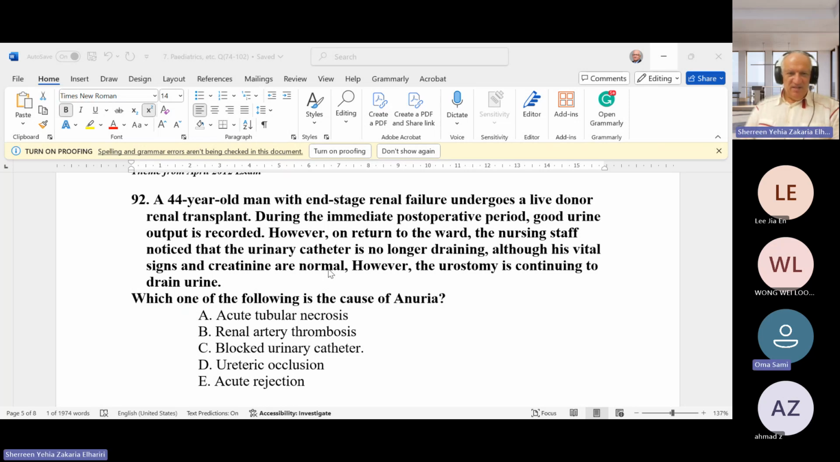So what could it be? Anyone have an idea? Ureteric occlusion. Say again? Renal artery occlusion. Thrombosis. Yes, yes. So this is an injury, or can be a thrombus in the renal artery, or a technical problem of the renal anastomosis. So it's renal artery thrombosis. Okay.